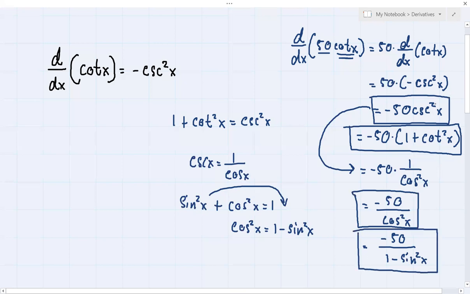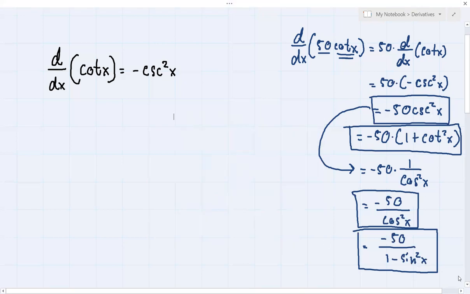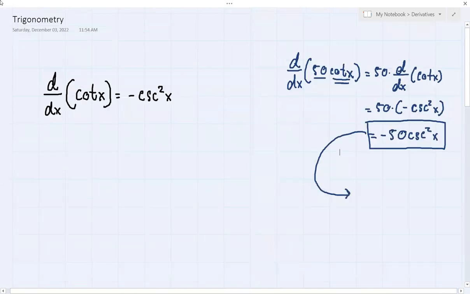Okay, pero syempre, piliin mo yung mas madali, which is ito yon. Syempre, mas madali pa to. Diba? Just giving you some options. Okay? Now, let's proceed to the last example.